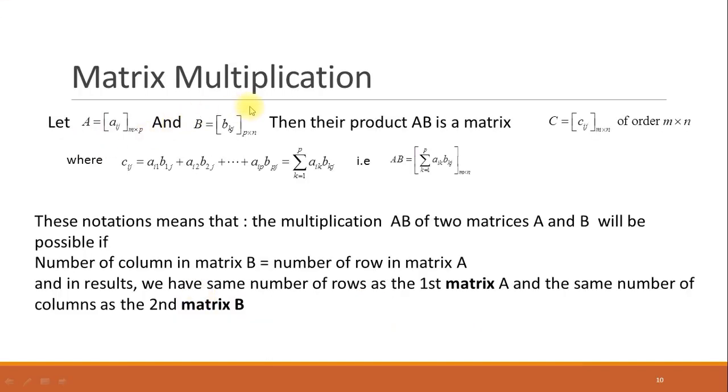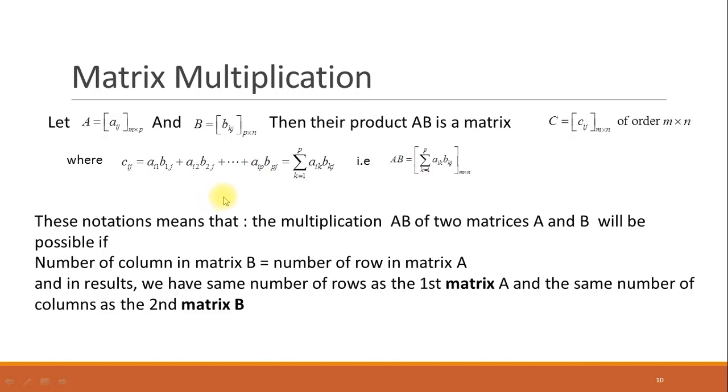Now matrix multiplication. This is the most important operation on matrices. Let A be a matrix of order M by P and B be another matrix of order P by N. Then their product AB is a matrix C of order M by N, where Cij is equal to Ai1 B1j plus Ai2 B2j and so on, plus AiP BPj.